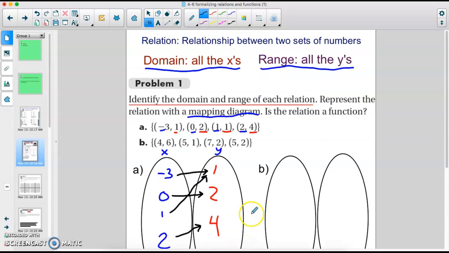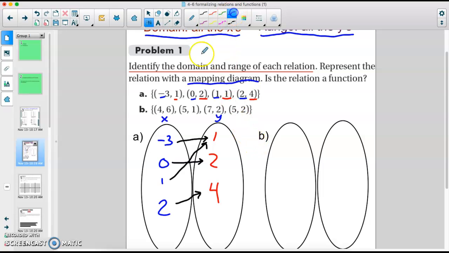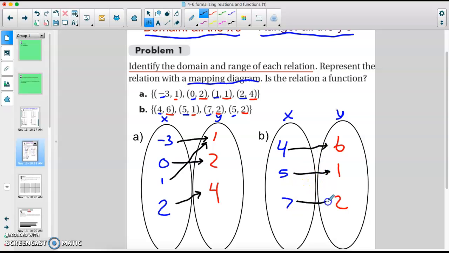Now for this one, again, we have x values and y values, right? Our x values are 4, 5, 7, 5. Now remember, we have a duplicate 5, so we're only going to write that one time. So 4, 5, and 7. We have our y values, which are 6, 1, 2, and 2. We only need to write 2 once. So 6, 1, and 2. Last step. Where do they map to? So 4 goes to 6, 5 goes to 1, 7 goes to 2, and 5 goes to 2.